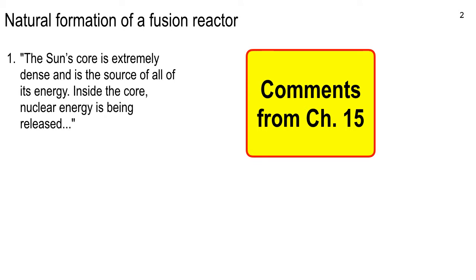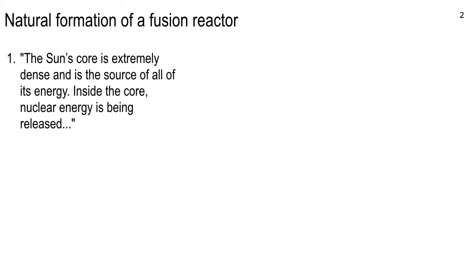Okay, let's keep going. Now, this is a pull quote from chapter 15. The sun's core is extremely dense and is the source of all of its energy. Inside the core, nuclear energy is being released. That one sentence is a good summary of what we're going to be talking about today. The structure of the sun is pretty important, but to really understand what's happening, we're going to talk about the nuclear energy reaction that takes place at the core.